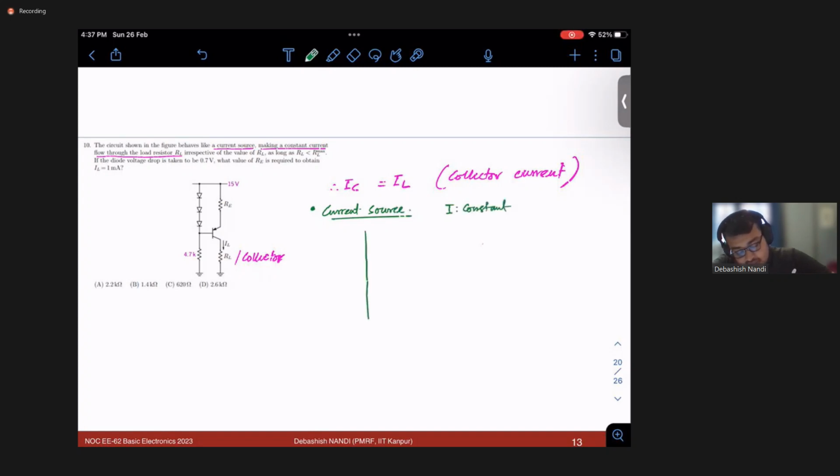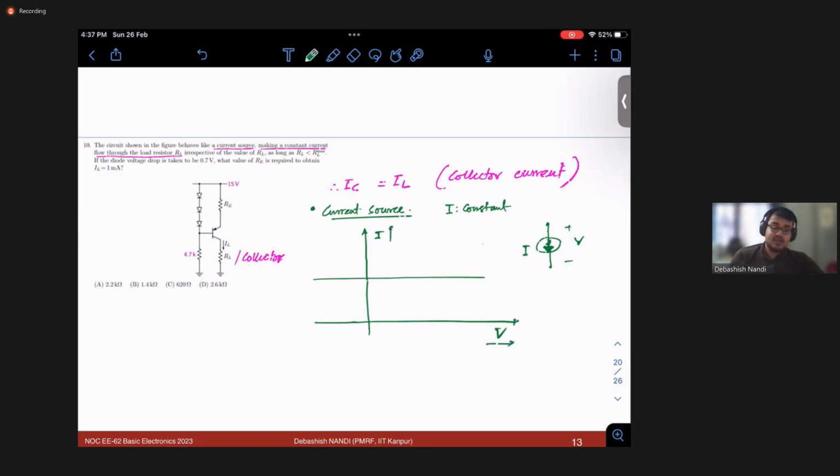That means your IV will look like, suppose this is your V, this is your I. So your characteristics will look like this, right? This is I, this is V. That means in IV characteristics, if you find a straight line or a horizontal line parallel to the voltage axis, that means there is a current source phenomenon going on, or the current is constant for a certain region where the line is straight, right?